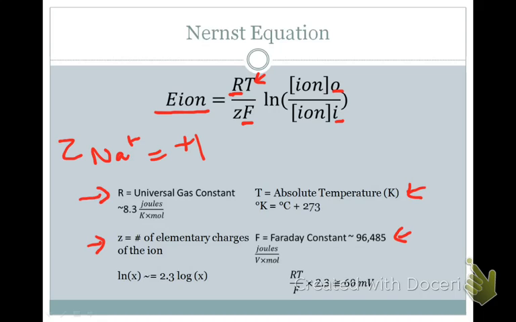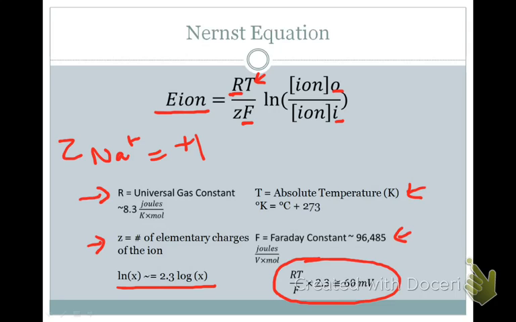I'm just going to warn you that in this class we are going to be doing all mental math, no calculators for the most part. So I don't know anyone that can do natural logs in their head, but most people can do log base 10s in their head. So we can use a conversion factor to get from the natural log to the log base 10. And if you assume that we're making our measurements at room temperature, RT over F times the conversion factor equals about positive 60 millivolts.